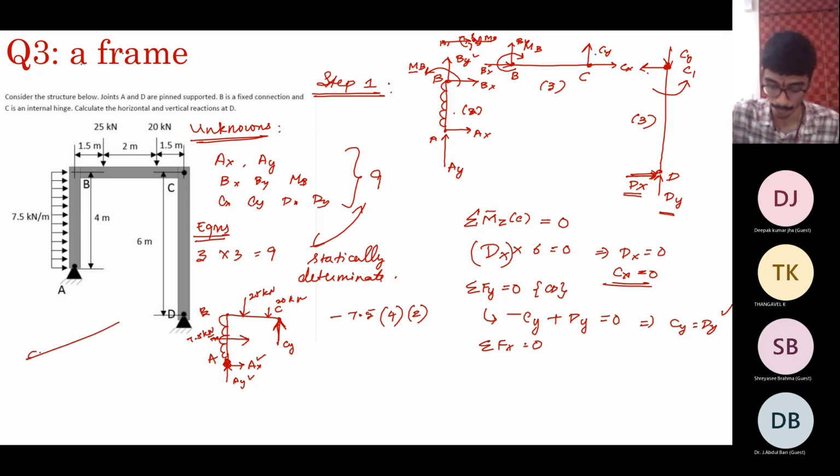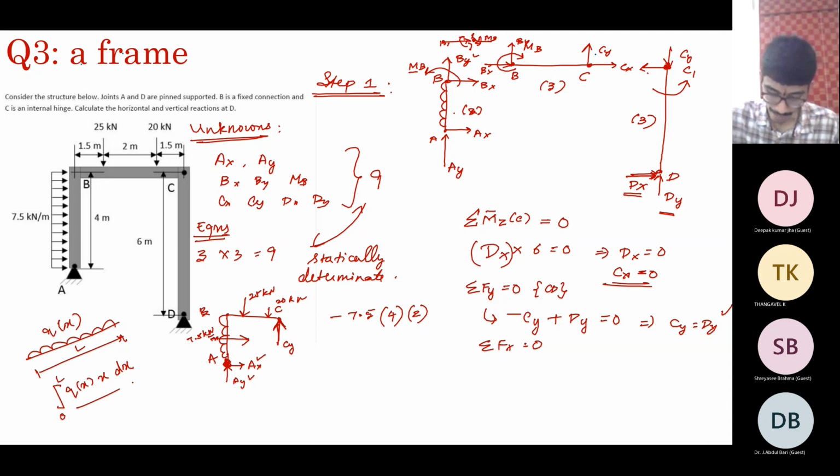This you can easily verify if you integrate a uniformly distributed load. Suppose you have a uniformly distributed q of x over a length L. The resultant acts at the point given by the integral of q of x times x dx from 0 to L divided by the integral of q of x dx. So the resultant acts at the centroid. So this is where the resultant will act.